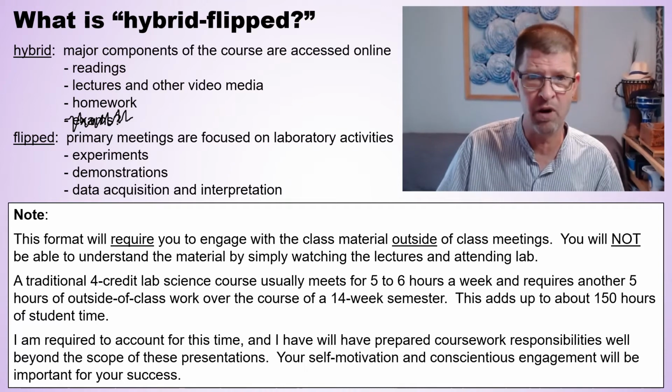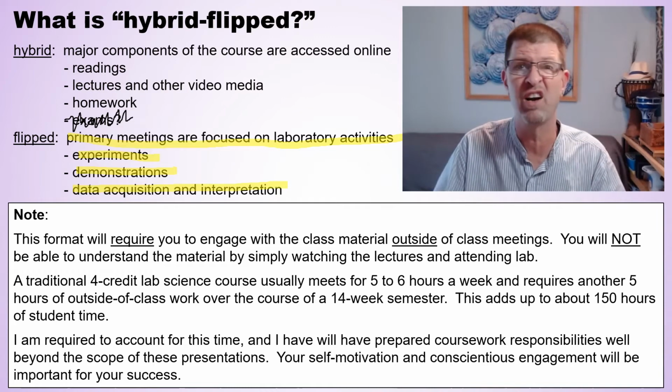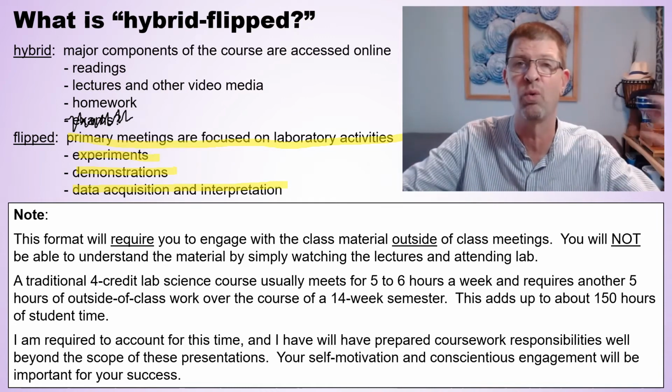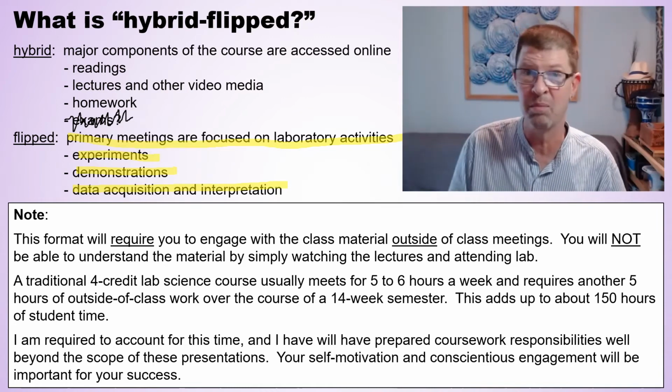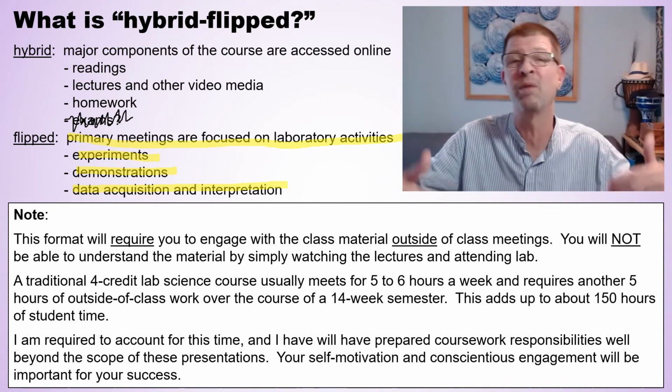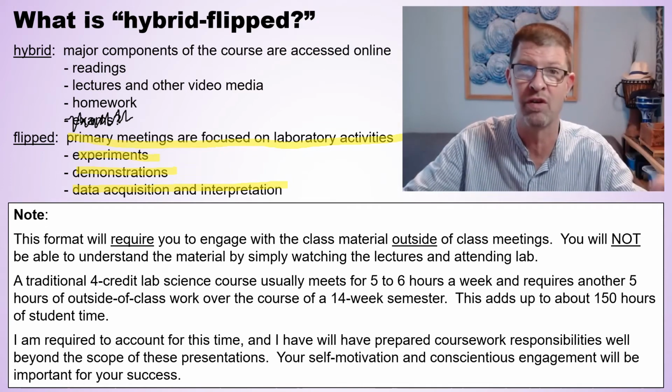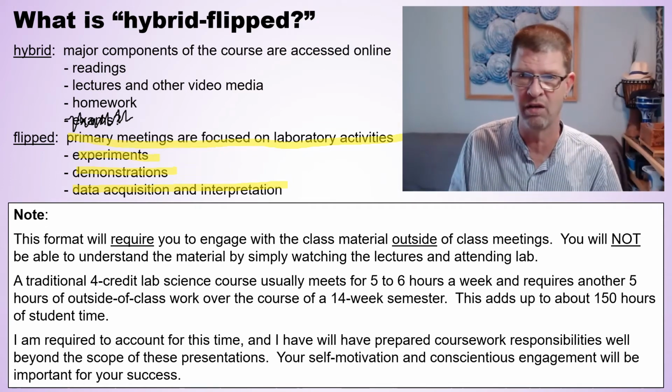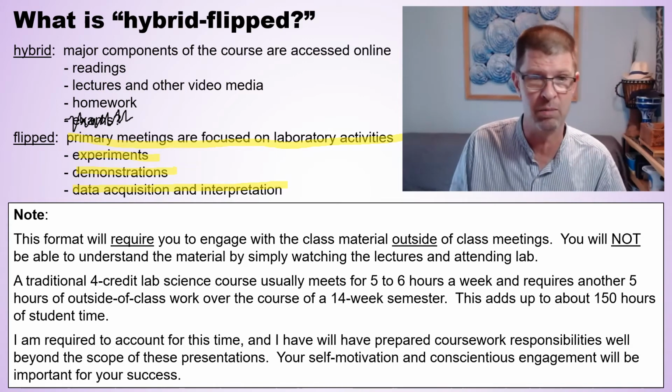And the flipped part is that our meetings that we'll be having, let's see if I can highlight this, will be focused on laboratory activities. On Tuesdays and Thursdays, we'll be doing experiments, we'll be doing some demonstrations. We will be collecting some data and trying to figure out how to make the data into pictures so that we can interpret what those data mean. That's really the essence of science. And this is a biology course, but most importantly, it's a science course, because this is how you're fulfilling your Gen Ed science portion of your degree at Columbia College.